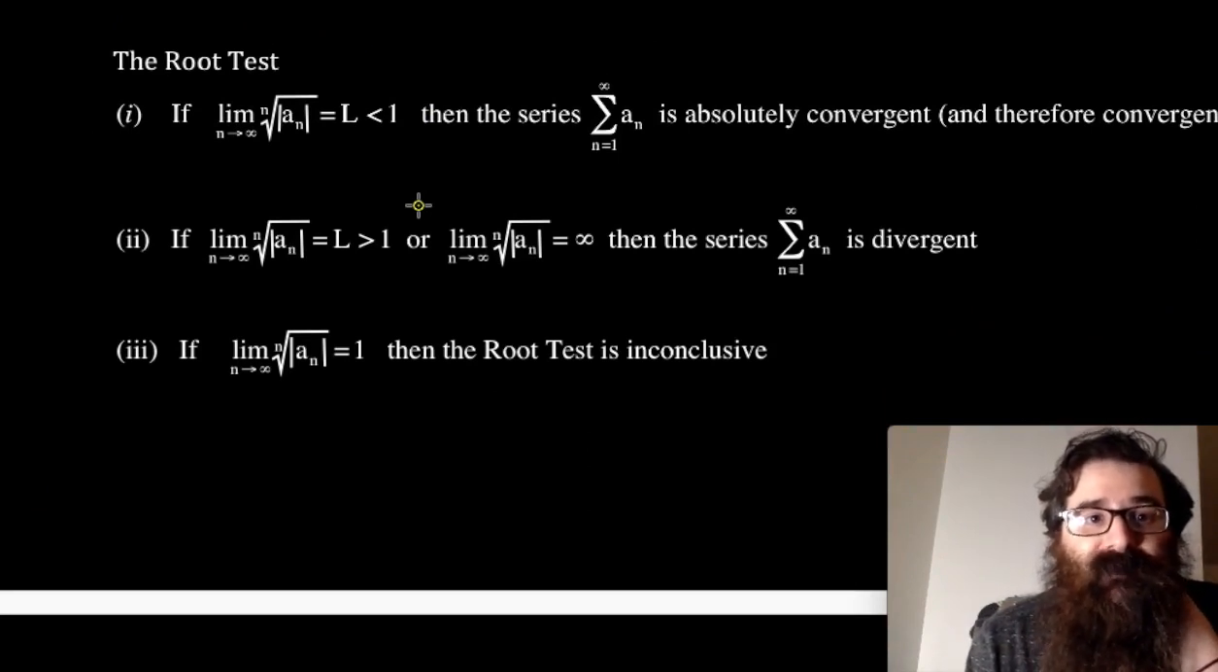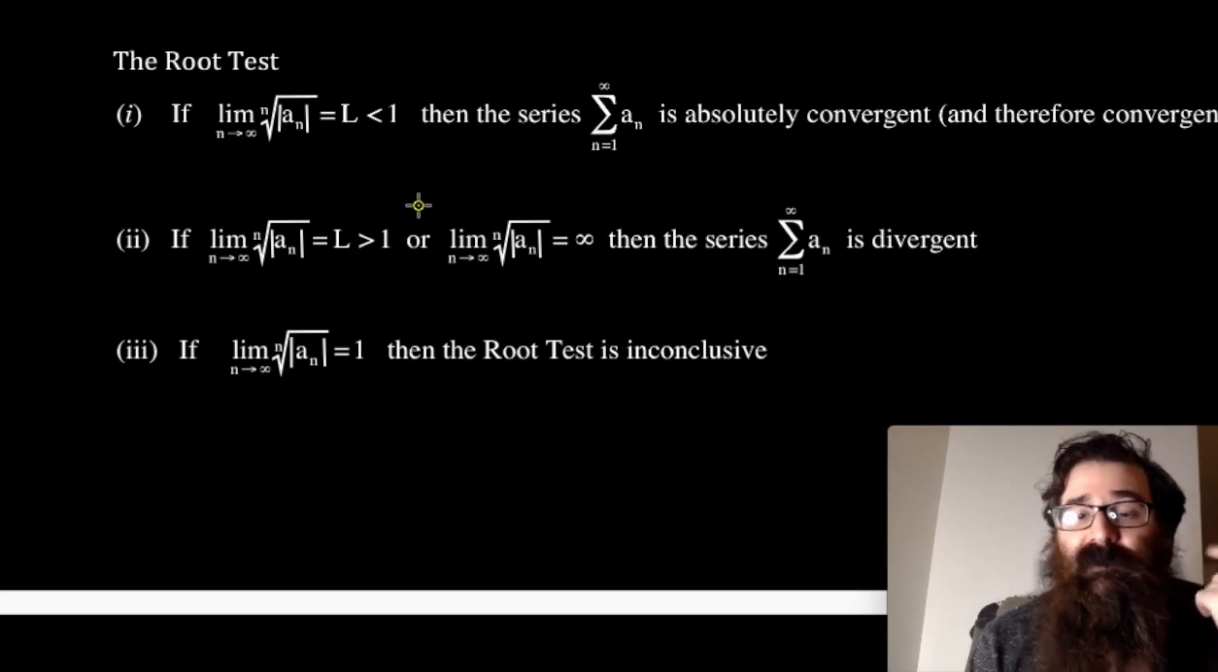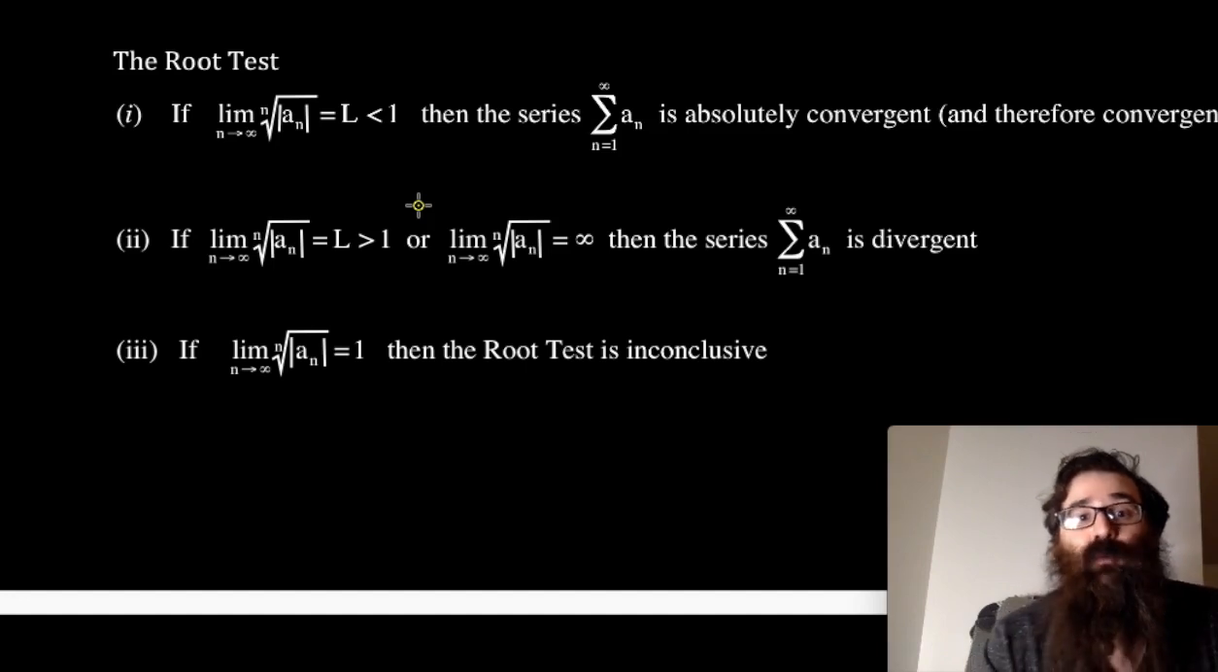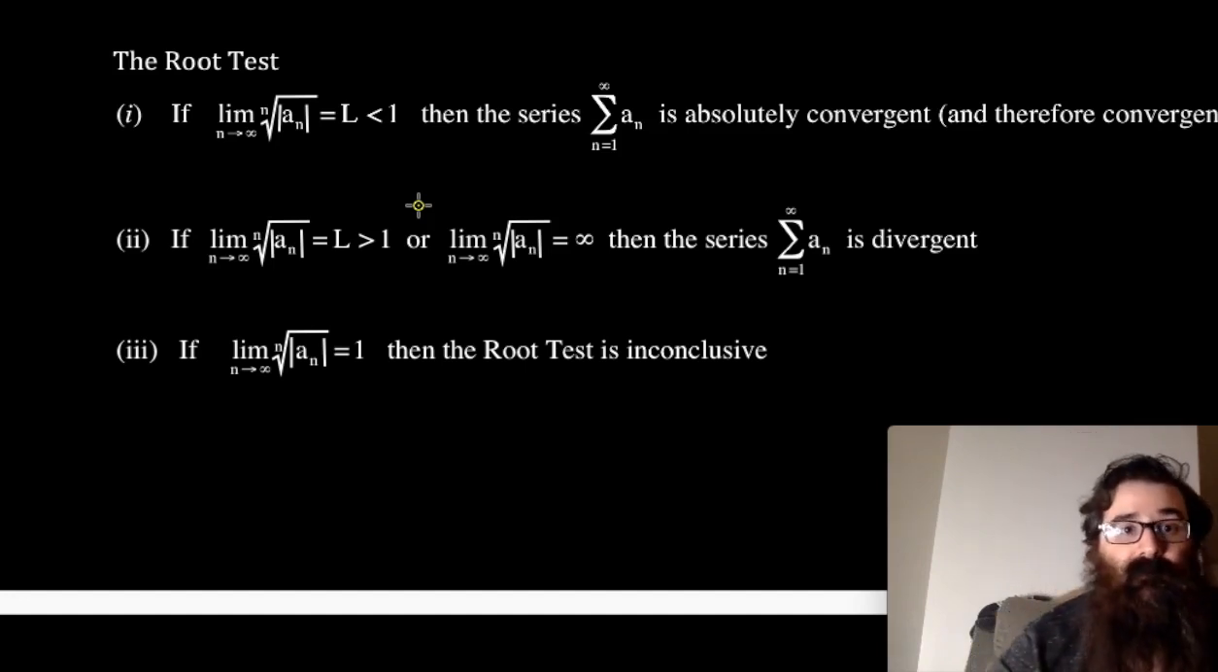So if we have the limit as n goes to infinity of the nth root of the absolute value of a sub n, we take a look at that limit, it gives us something out, we call that something L. Depending on what L is, we know what we're working with. And it's the same consequence, right? So I just have to remember, okay, now I'm taking the nth root of the absolute value of a sub n. If L is less than 1, we have absolute convergence, therefore convergence. If L is greater than 1, or if it's infinite, divergent. If L is equal to 1, the root test is inconclusive.